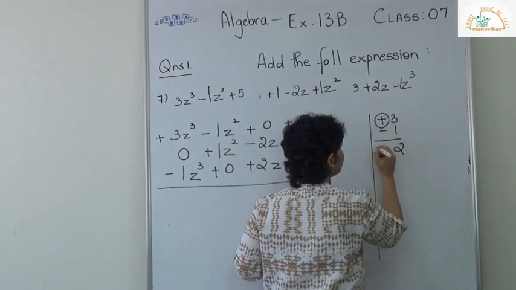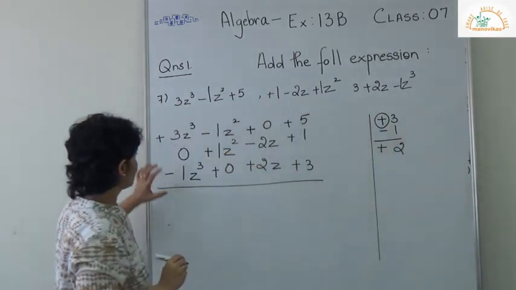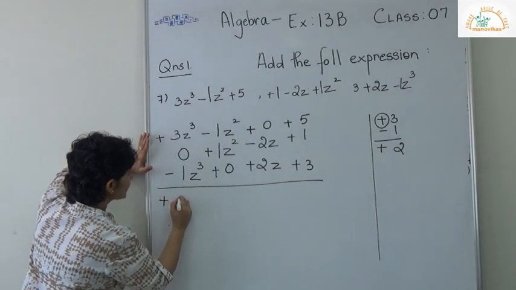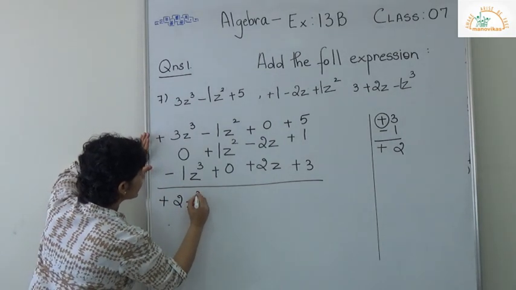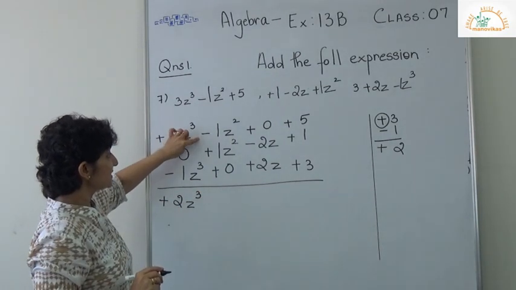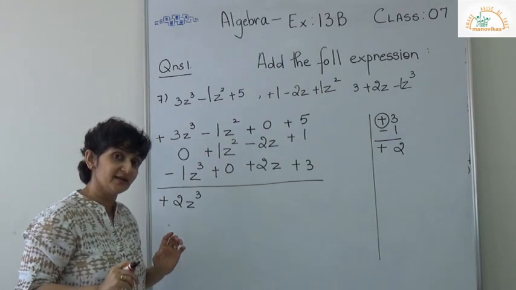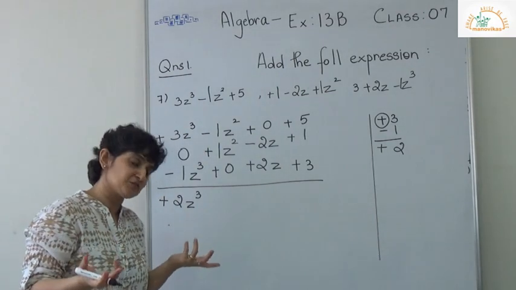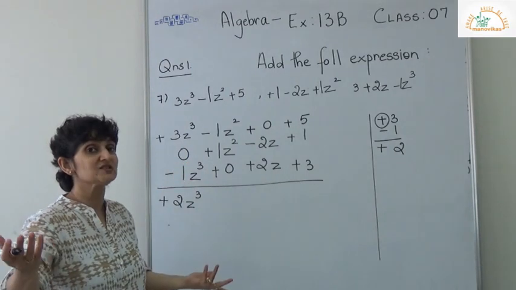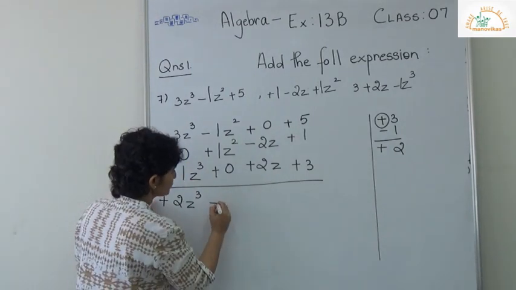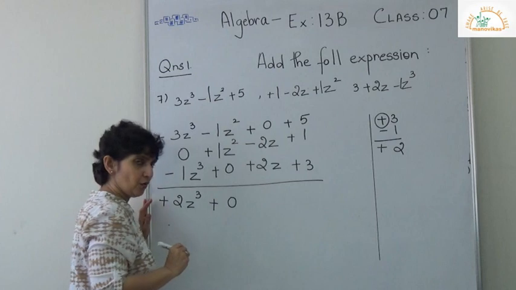Put the sign of the bigger number. So what do I get here? Plus 2z cube. Correct? Plus 1 minus 1. Different family, subtract. So that gives you 1 minus 1 would be 0. So I told you just put plus 0.